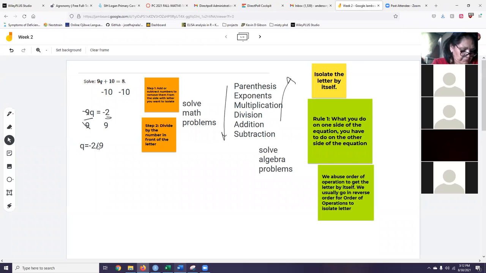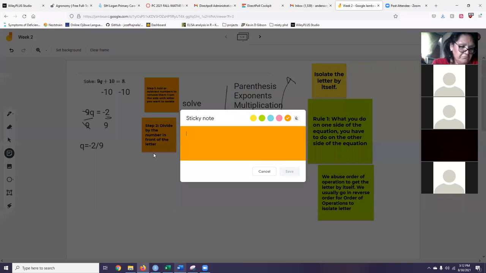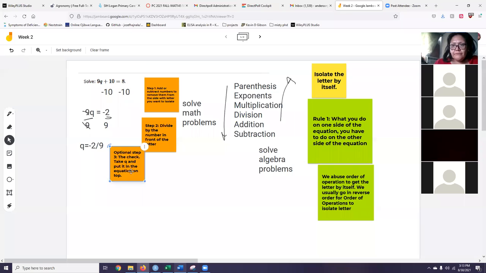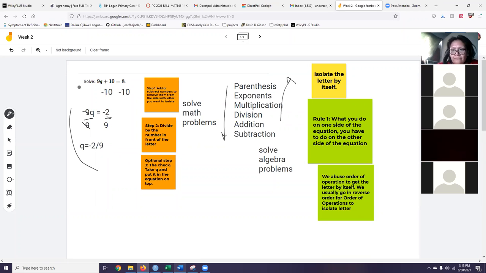And if you want to check this, by the way, optional step 3, the check, is we take Q, in this case, and put it in the equation on top. There's also a way you can check it on the calculator. They show you how to do it. Yes, it's pretty cool. I got lost the first time, but I did it again. Yeah, there are ways you can do it on calculators. There's a lot of different ways. But this way, if I put it in here, I will get -2/9 × 9, the nines drop out, -2 + 10, 8. So that's another way to do it.